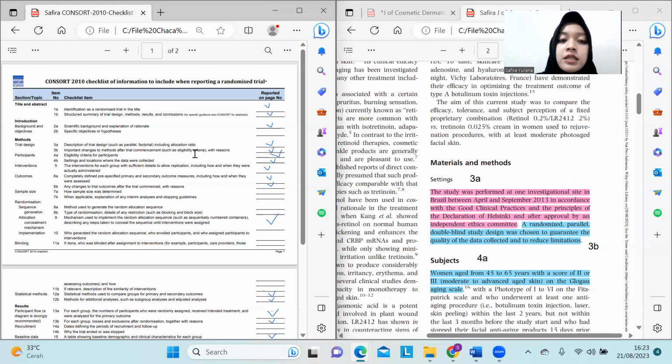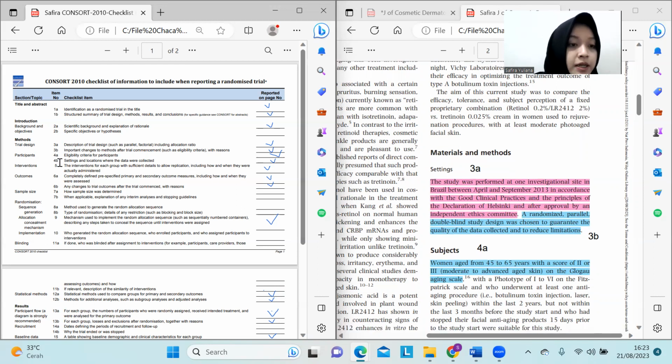And next, we move to 3B, which is important changes to methods after trial commencement, such as eligibility criteria, with reasons. And this is number 3B: a randomized parallel double-blind study design was chosen to guarantee the quality of the data collected and to reduce the limitation.